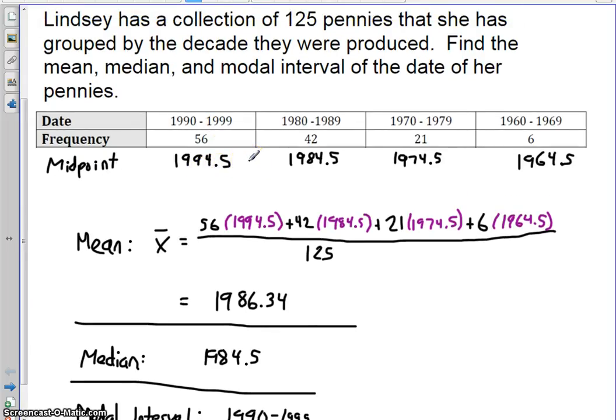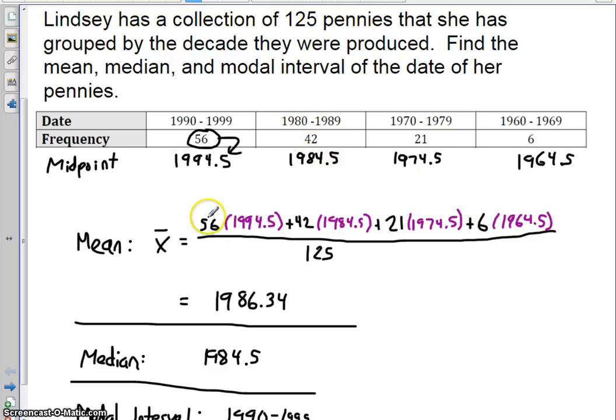Now, unfortunately, this is an example of a meaningless number, because we know that the dates on the pennies are not in 0.5s, they're simply years. But we're going to use that value of 1994.5 as an assigned value to help us calculate the mean. Similarly, we get midpoints for the other intervals of 1984.5 and so on. Remember that in the first interval, all 56 of these values are going to be assigned 1994.5. So when I calculate my mean, I take 1994.5 and multiply it by 56. I do the same thing for all the other intervals. I multiply the midpoint 1984.5 by the frequency, which is 42, and so on.